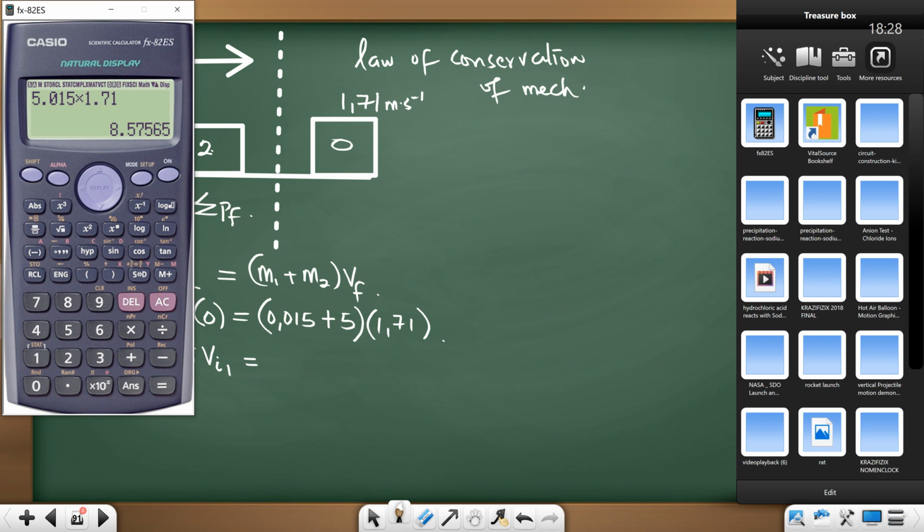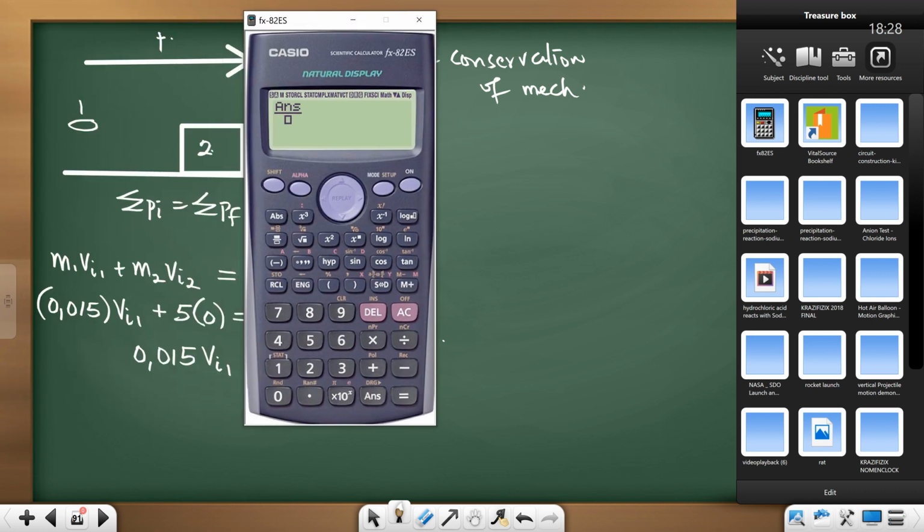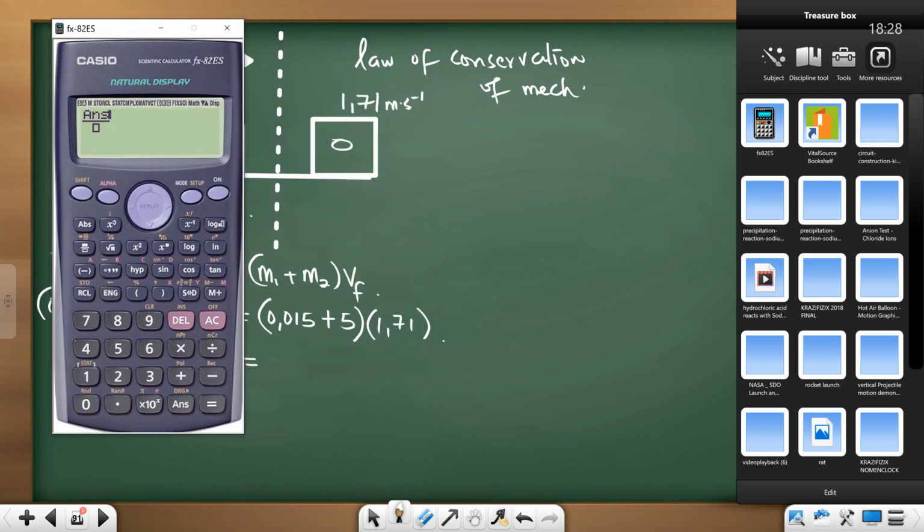But this, you must just know your maths. Once you know your maths, it becomes very easy. If you know what you're doing, you don't really need to write everything down. You can just go ahead and say divided by, using that answer button. I actually prefer this one. Answer, because I am dividing both sides by 0,015. 571,71.